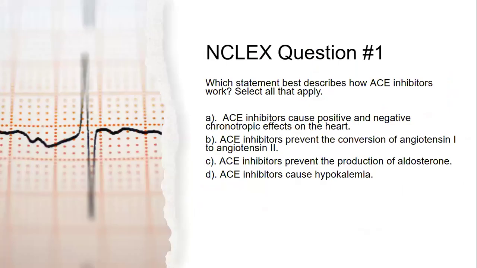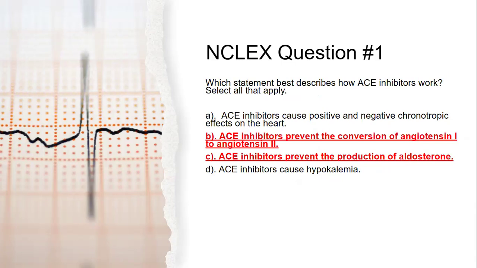Here's our first NCLEX question. Which statement best describes how ACE inhibitors work? Select all that apply. A, ACE inhibitors cause positive and negative chronotropic effects on the heart. B, ACE inhibitors prevent the conversion of angiotensin 1 to angiotensin 2. C, ACE inhibitors prevent the production of aldosterone. Or D, ACE inhibitors cause hypokalemia. Give you guys a few seconds to choose. And our answers are B and C.